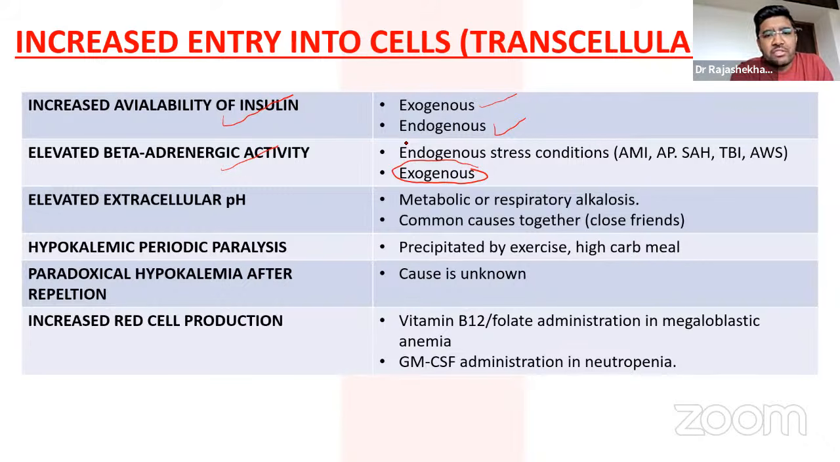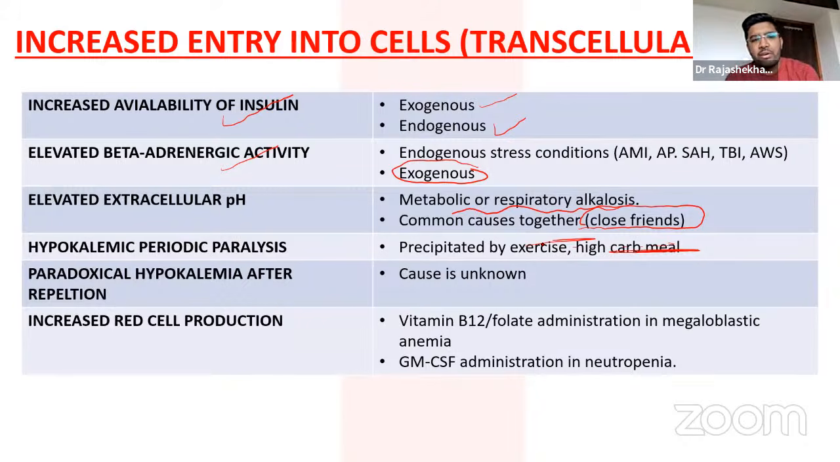And elevated pH, that is alkalosis, either metabolic or respiratory, can move the potassium into the cells. And another very important thing is this alkalosis and hypokalemia are very close friends, and they usually coexist in a patient. Next is the hypokalemic periodic paralysis. As I told you, it is due to the channelopathies, a defect in the calcium channel, which is precipitated by exercise and the high carbohydrate meal due to transcellular shift.